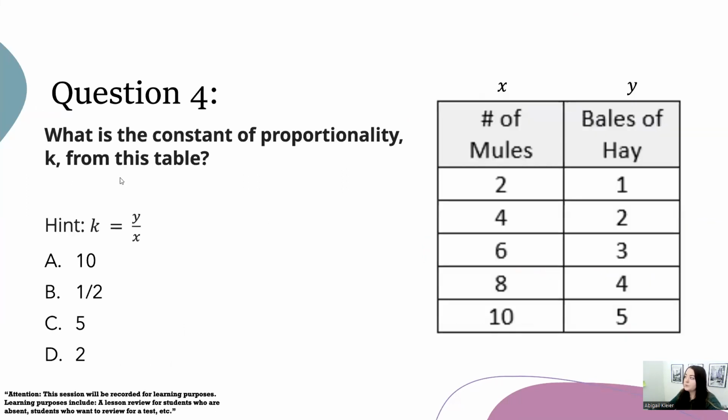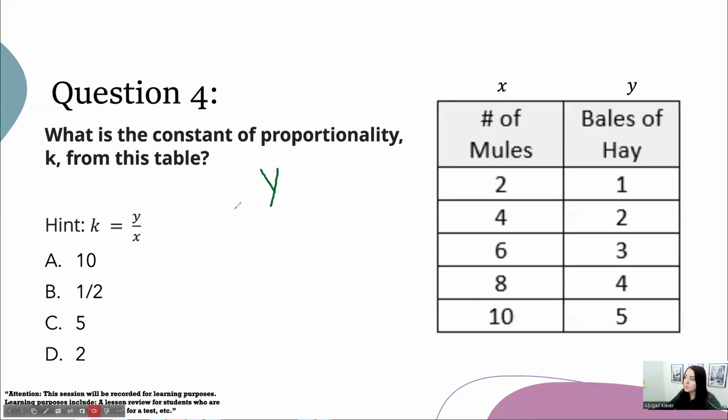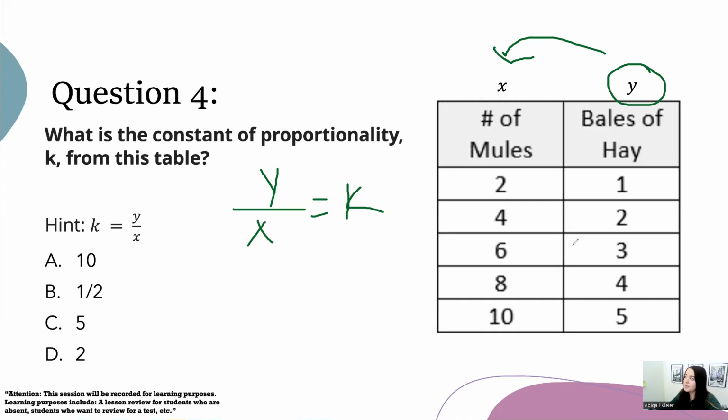All right, and now question 4. Question 4 is asking for the constant of proportionality in the table. We're using the same formula over and over again. The constant of proportionality is the y value divided by the x value. I can use any of the coordinate points that are in this table in order to solve this. The most important thing, though, is that you're taking from the y column first. That is your numerator.